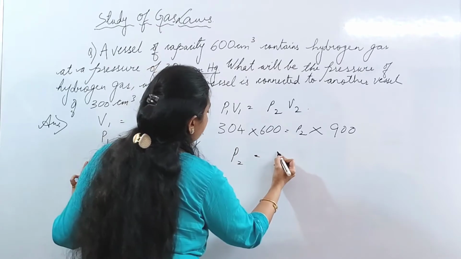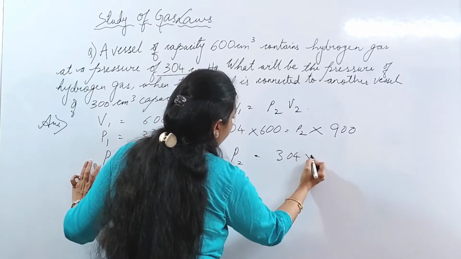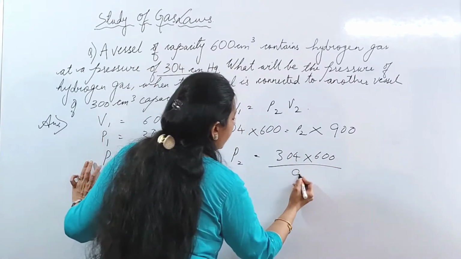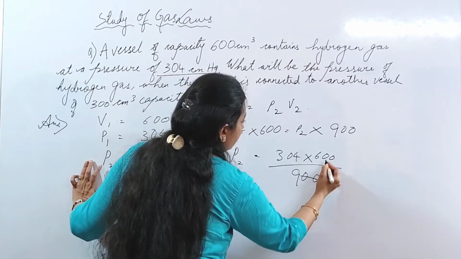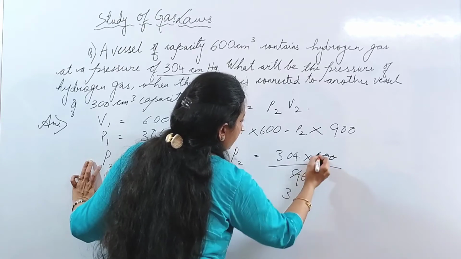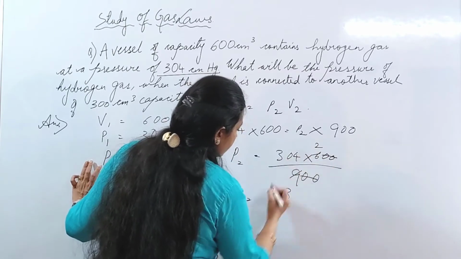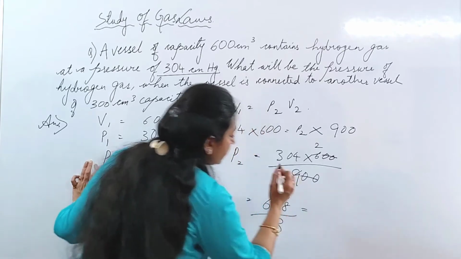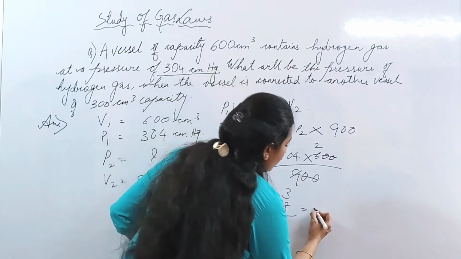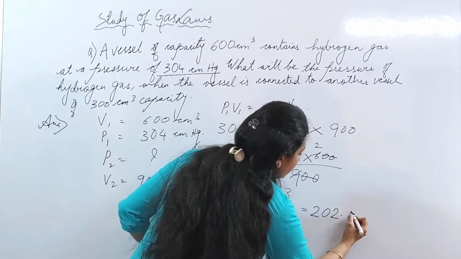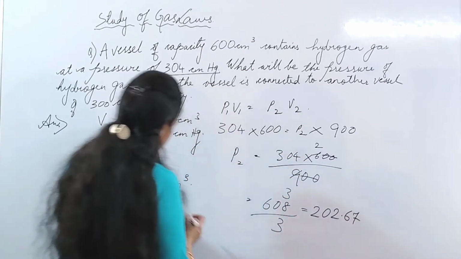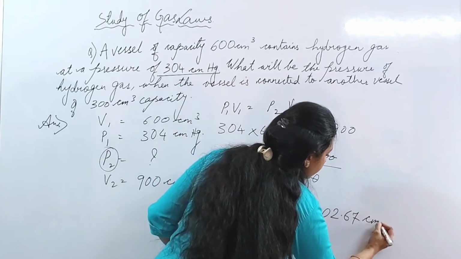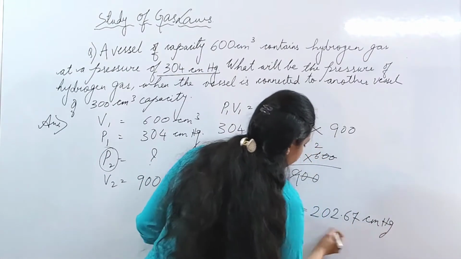Fine. So simply solve it. P2 is equal to 304 into 600 divided by 900. So this is 3, 2. This is 608 by 3. On solving this, you get 202.67. You have to find out pressure. So the unit is centimeter Hg.